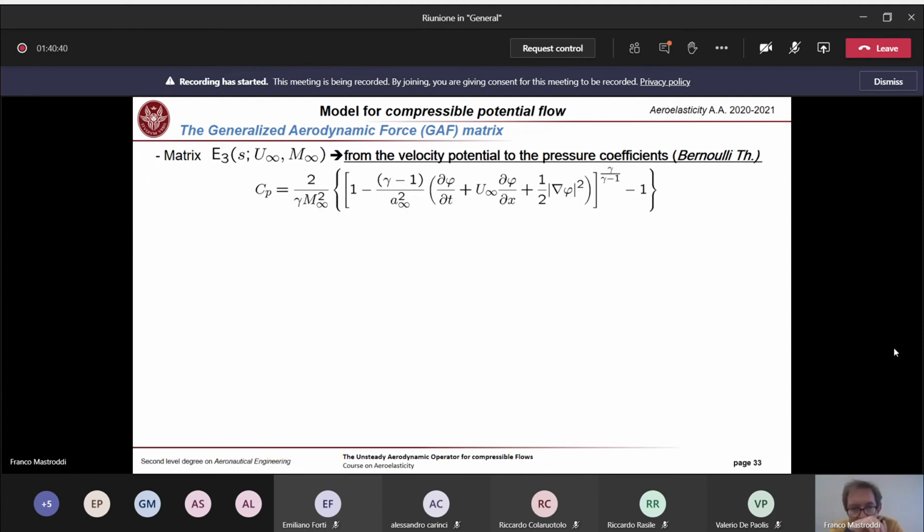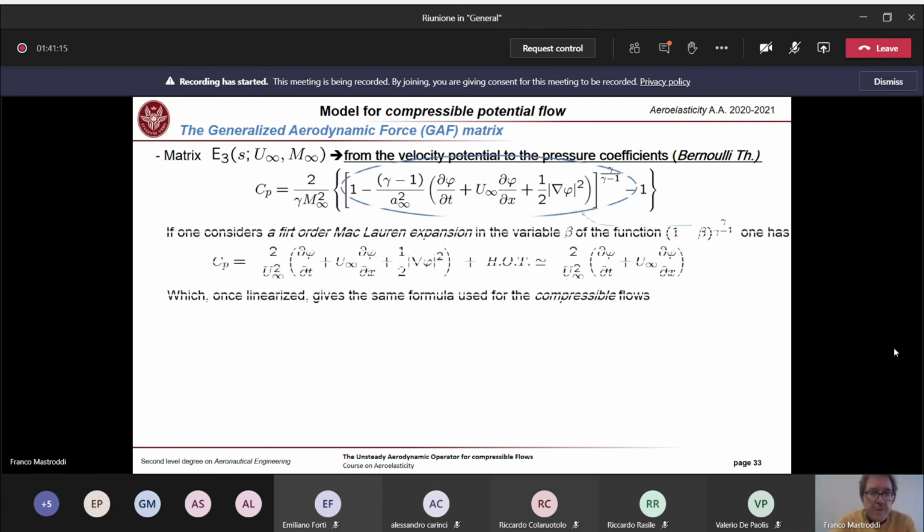So I am expecting that this is not linear. In fact, it is non-linear. So look at the relationship giving the pressure coefficient as a function of velocity potential. We have a non-linear relationship. Okay, unlucky day. But we need to have a linearized form because we want a matrix E3 transforming the velocity potential into the CP as a steady quantity, but in a linear way, not in a non-linear way.